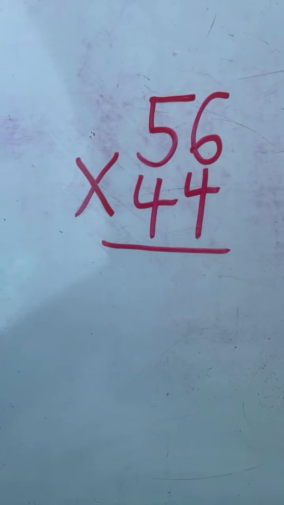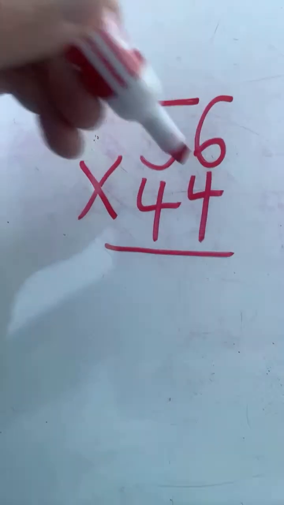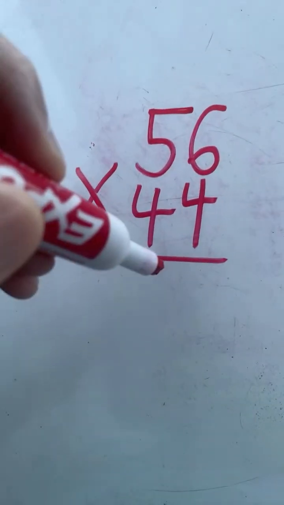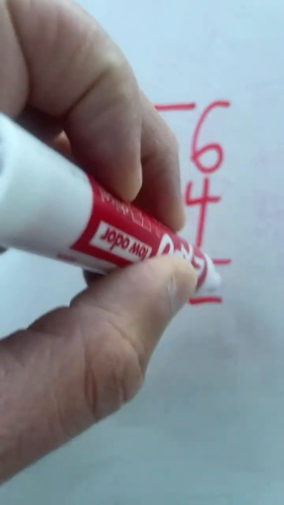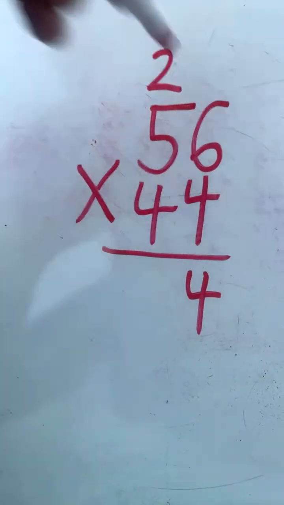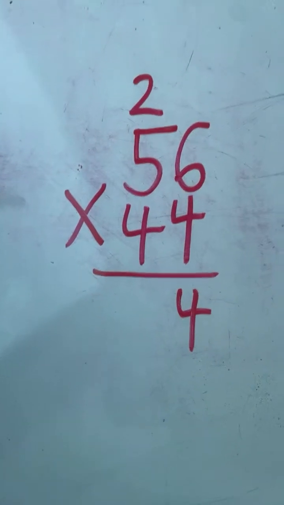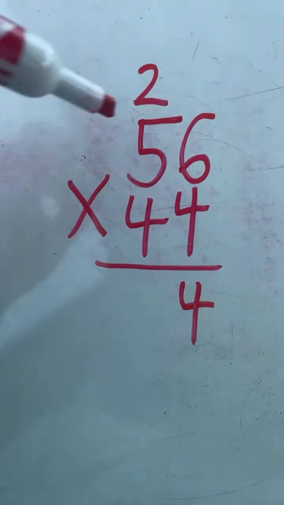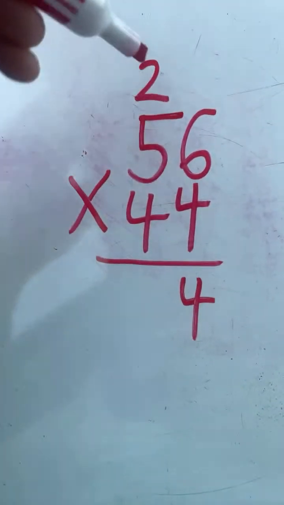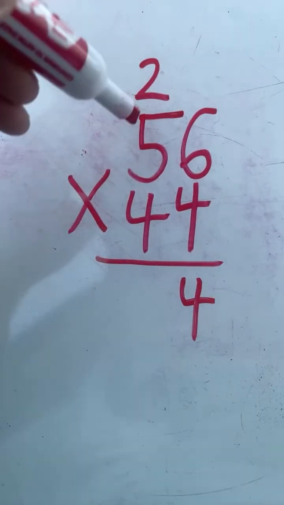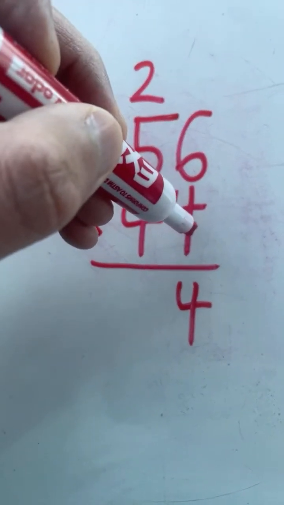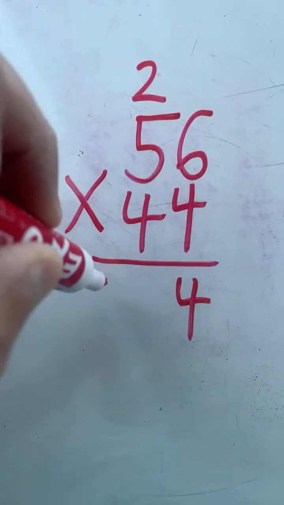So we're going to start out multiplying the numbers in the ones place. 6 times 4 equals 24. So the 4 in 24 goes in the ones place. The 2 gets carried over to the tens place. Next, we multiply 5 times 4, and then we have to add the 2 that we carried over. 5 times 4 equals 20. 20 plus 2 equals 22.